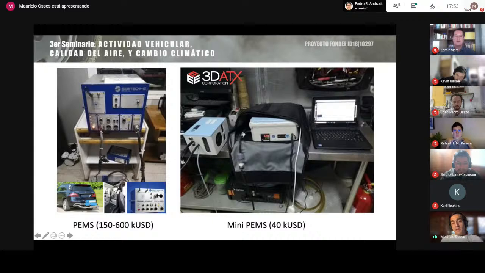Another option we tested is this small mini PEMS. It's 40 kilodollars and is able to measure not only gases, but also particle mass and particle number. So it's a very nice piece of unit, but of course the quality of the data is lower than the real PEMS unit, but still good to know that we tested it and were very satisfied with it. We are also planning to continue using this equipment. We used it only for 1 month because we participated in the cannonball that the company 3D ITX is organizing, and they invited us to participate, and we received this equipment for 1 month.